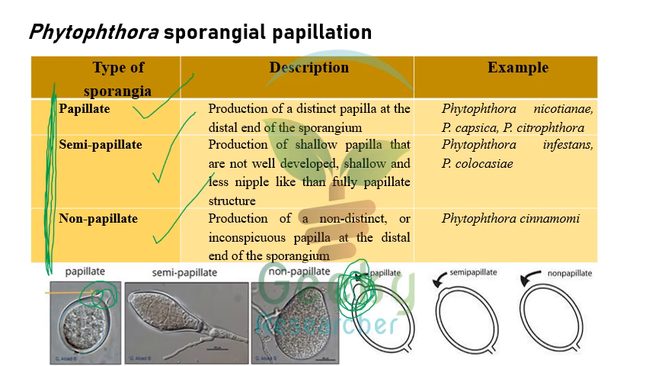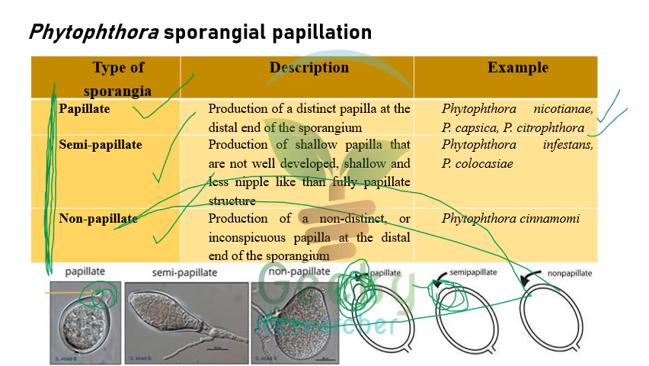Presence of papilla. Semi-papillate means partial papilla; it's not that well developed. So a small papilla, not well developed, can be seen. That is semi-papillate. Non-papillate means no papilla. No papillae on the spores, we can see here, and these are the microscopic observations. So papillate means that at the end of the spore there will be a papilla. Examples: Phytophthora nicotianae, Phytophthora capsici, and Phytophthora citrophthora produce this papillate type of sporangia.